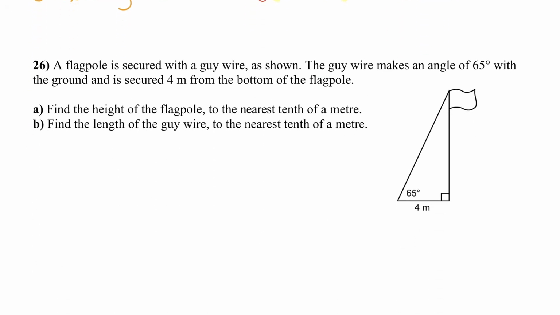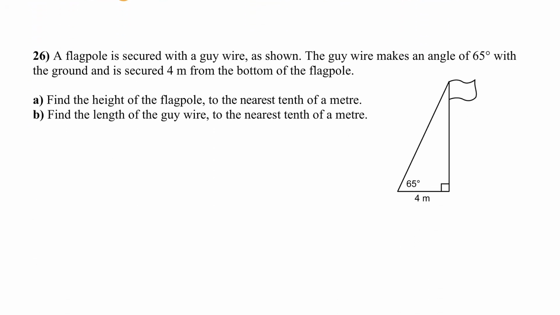Let's move on to question 26, which says a flagpole is secured with a guy wire. So here's the flagpole, here's the wire. The guy wire makes an angle of 65 degrees with the ground and is secured 4 meters from the bottom of the flagpole. Part A says find the height of the flagpole.